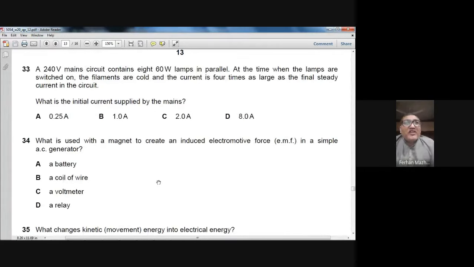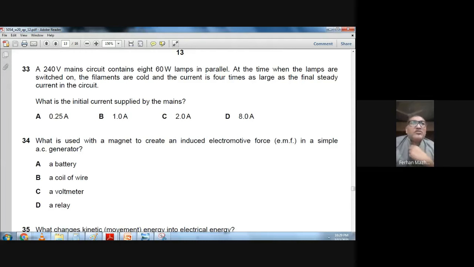A 240 volt mains circuit contains 8 60-watt lamps in parallel. At the time when the lamps are switched on, the filaments are cold and the current is 4 times as large as the final steady current in the circuit. What is the initial current supplied by the mains? So here you have 60-watt bulbs and a 240-volt mains supply.